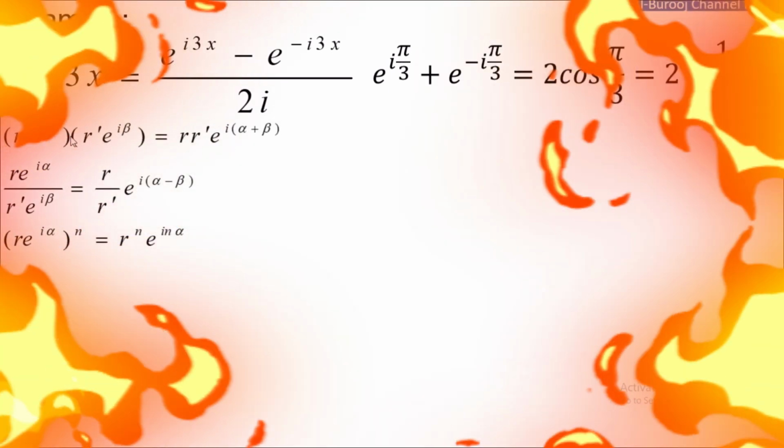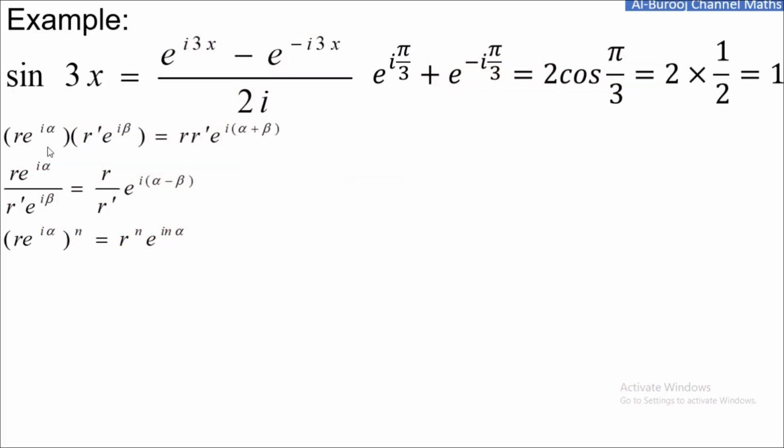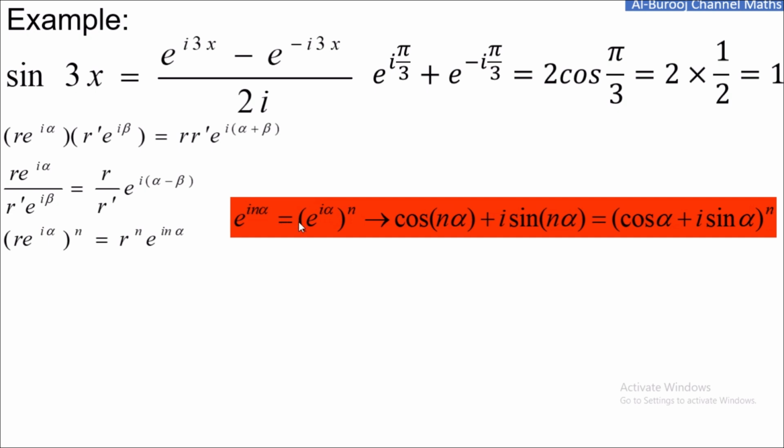The rules: the product of two complex numbers in exponential form is modulus times modulus, argument plus argument. The ratio is modulus over modulus, argument minus argument. To the power n: (e^(i alpha))^n equals e^(i n alpha). What does this lead to? e^(i n alpha) is cosine n alpha plus i sine n alpha. (e^(i alpha))^n is (cosine alpha plus i sine alpha) to the power n. And from this equality, we can conclude many rules in trigonometry.